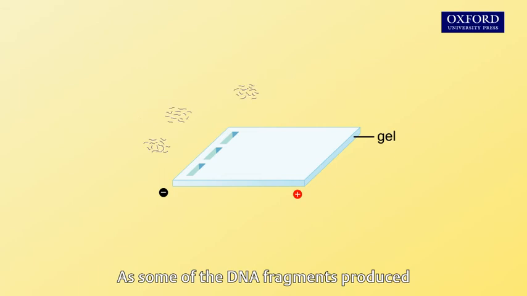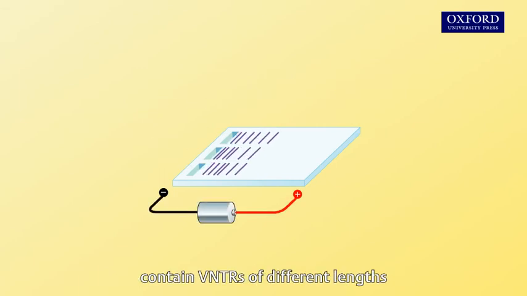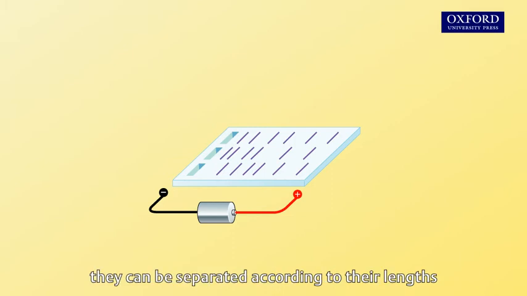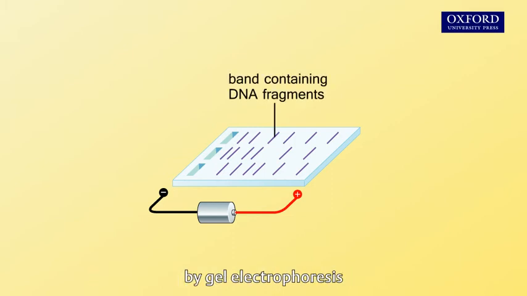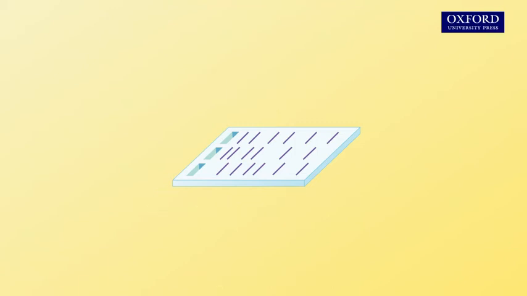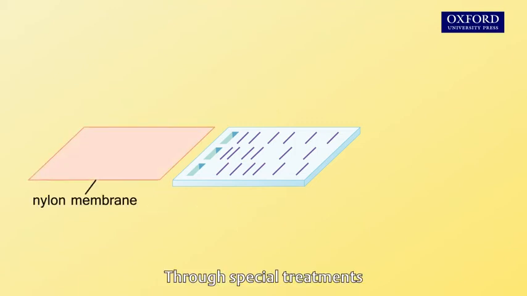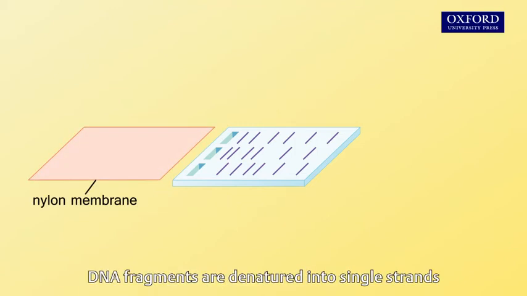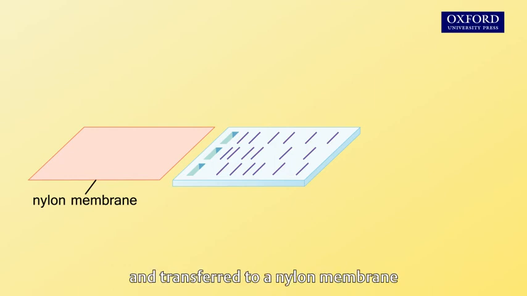As some of the DNA fragments produced contain VNTRs of different lengths, they can be separated according to their lengths by gel electrophoresis. Through special treatments, DNA fragments are denatured into single strands and transferred to a nylon membrane.